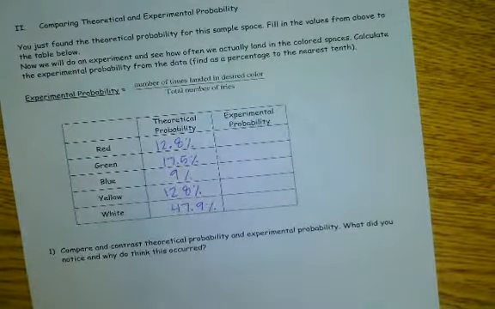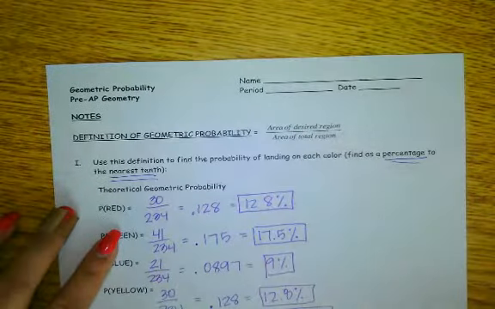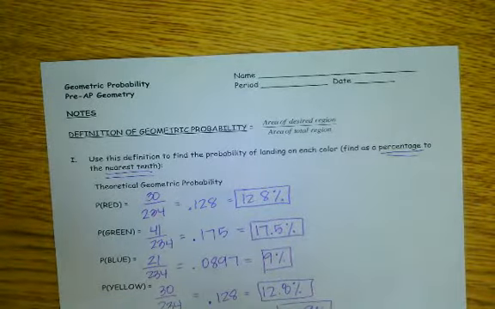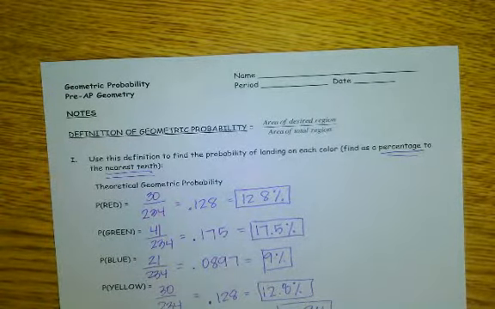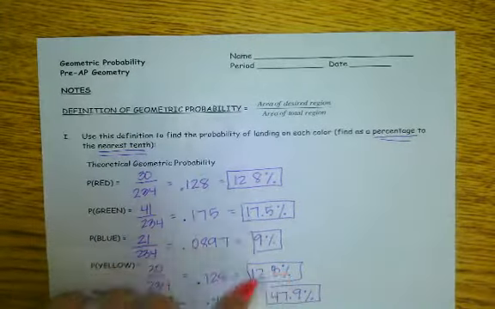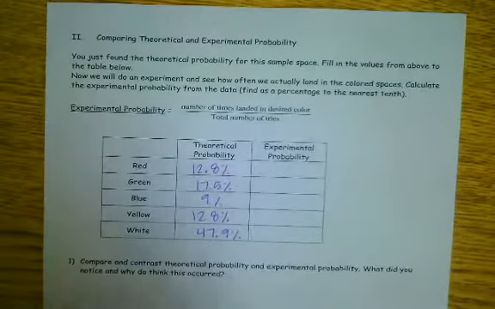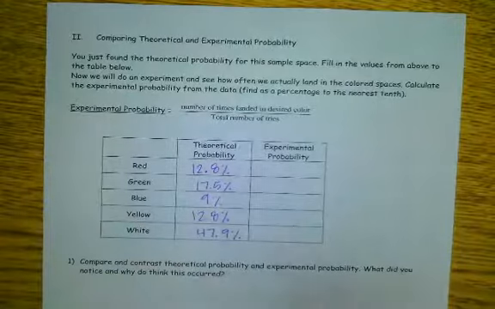Okay. Now we will do an experiment and see how often we actually land in the colored space. Calculate the experimental probability from the data. Find it as a percent to the nearest tenth. Okay, so again, theoretical probability is going to be the area of like the facts. So if you did this experiment a million times, the facts say that your number should be pretty close to 12.8%, 17.5%, 9%, etc. Whereas experimental is if you're doing the trial by yourself. So it's an experiment.